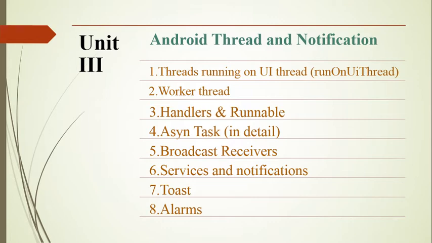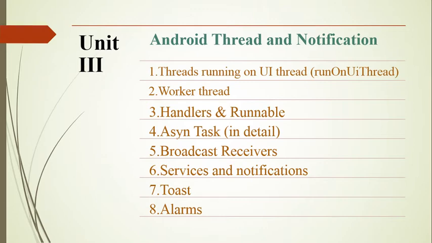Android thread and notification. Run on UI thread. The UI thread is the main thread of execution for any application. If a user wants a background thread to do something that changes the UI, then runOnUiThread is used to do so. Next topic is worker thread. Worker threads are background threads. They are the threads that are created separately.